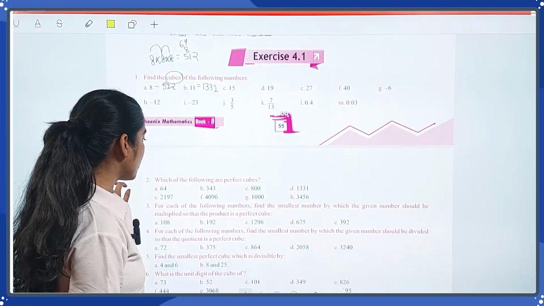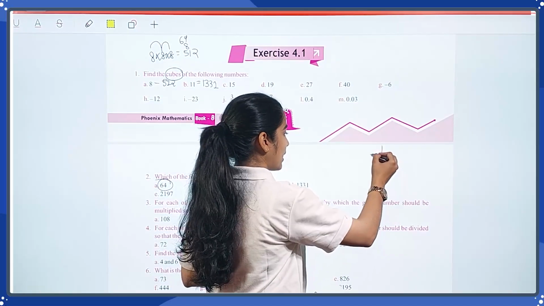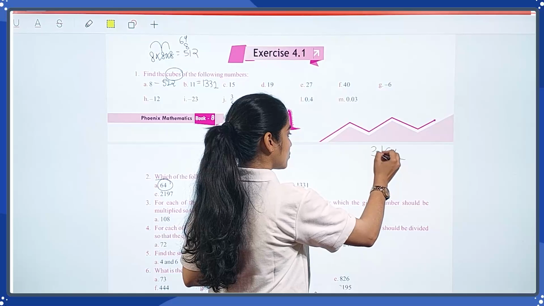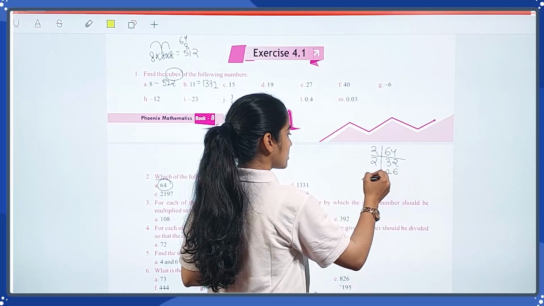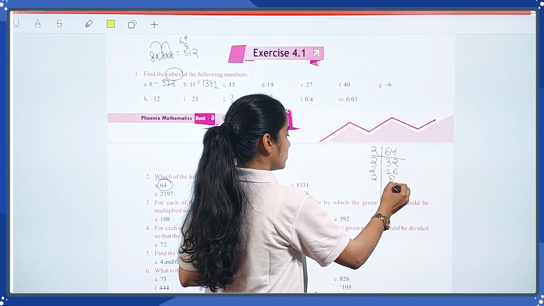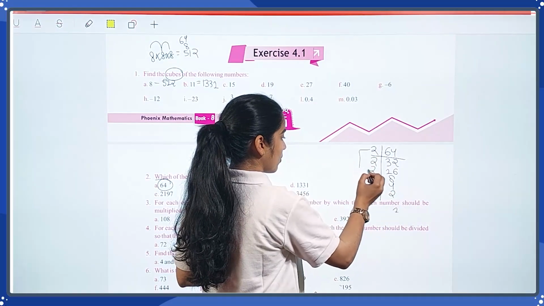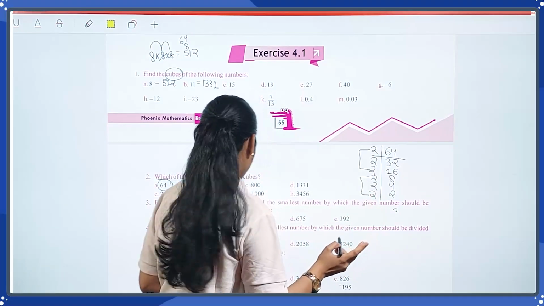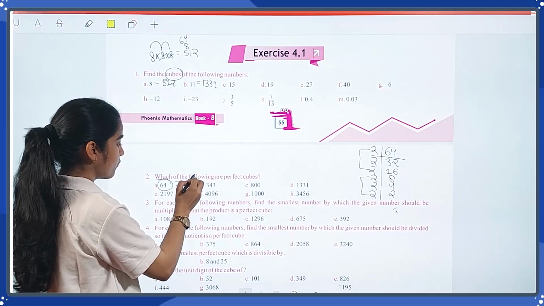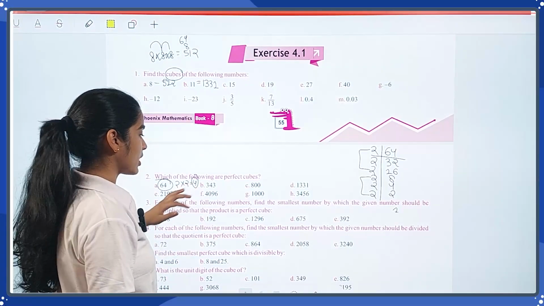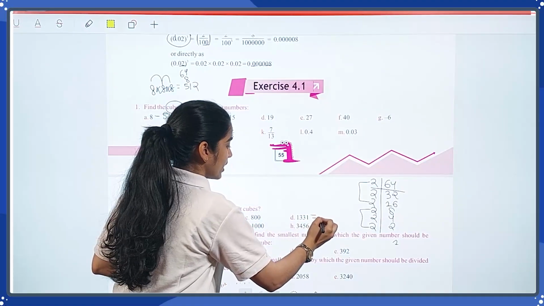Now, which of the following are perfect cubes? So first of all we check for this one. Let's take out the prime factorization of 64. So 2 32s are 64, 2 16s, 2 8s, 2 4s, 2 2s and 1. Triplet of 2 and triplet of 2. The 2 triplets we have of 2, it means 2 multiplied by 2, it is a perfect cube of 4. In the same way you have to check out the others as well. And 1331 we already saw here, it is a perfect cube of 11.